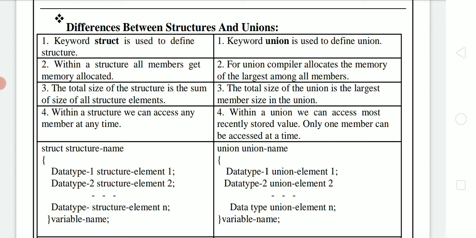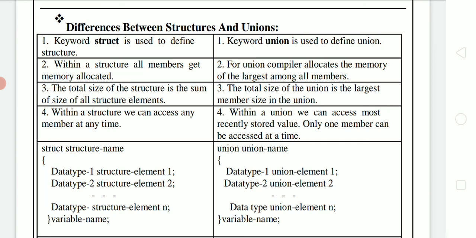The total size of a structure is the sum of the sizes of all structure elements. In unions, the total size of the union is the largest member size in the union. So this thing we also already saw just now.